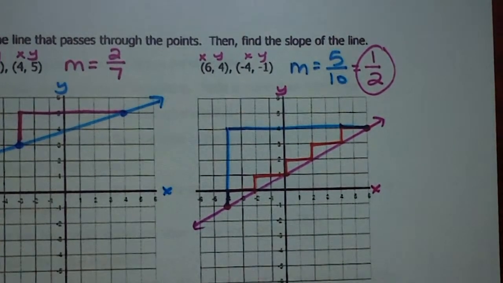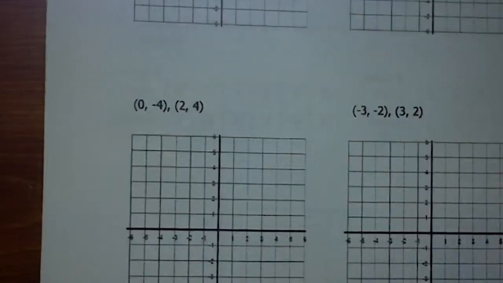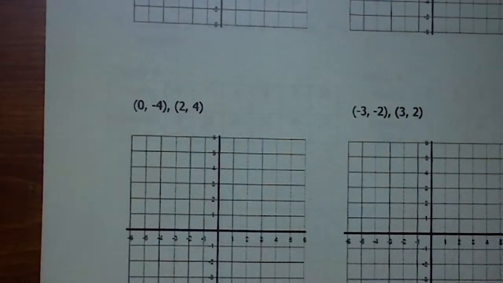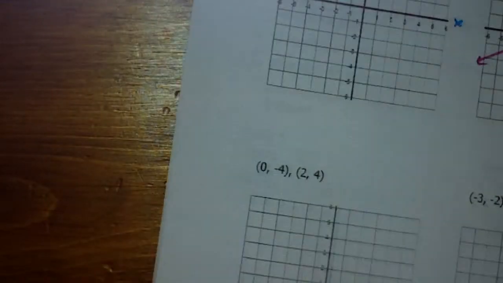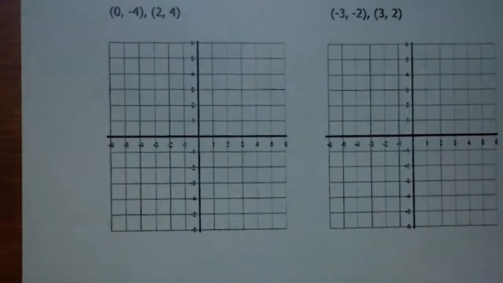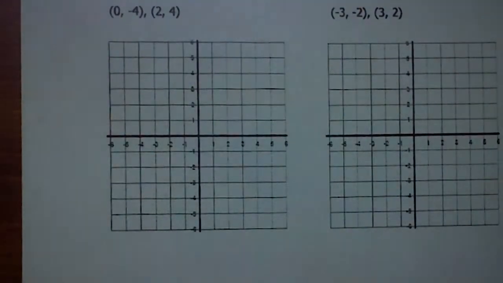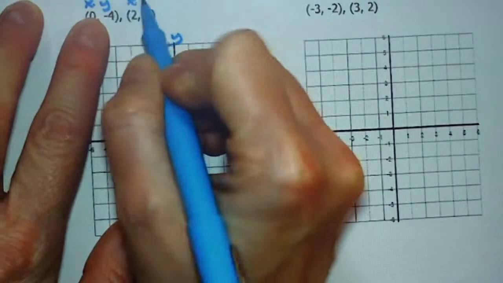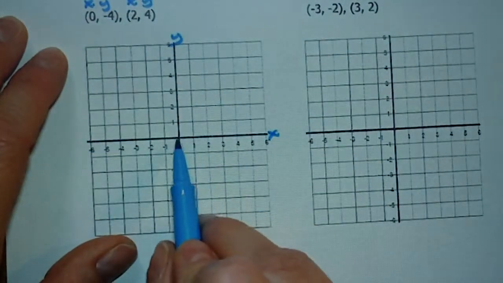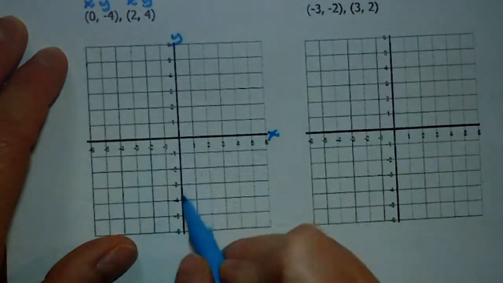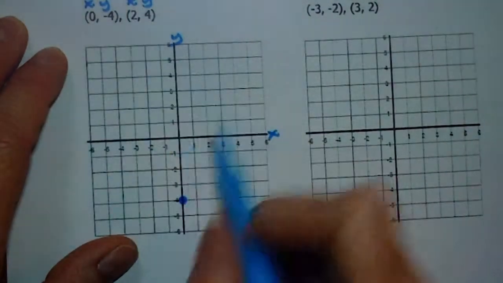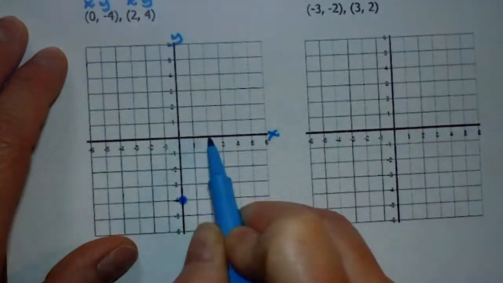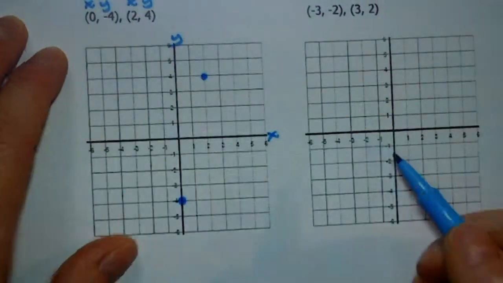Okay, next one. I have (0, -4) and (2, 4). So your first task, I need you to plot those points. I'm going to need to fold my paper in half so I have enough room here. Don't mind me. All right, so let's plot (0, -4). Remember, this is x, this is y, and ordered pairs are x, y, x, y. So (0, -4) means 0 on the x-axis and 4 down on the y. And (2, 4), back to the origin, means right 2, up 4.